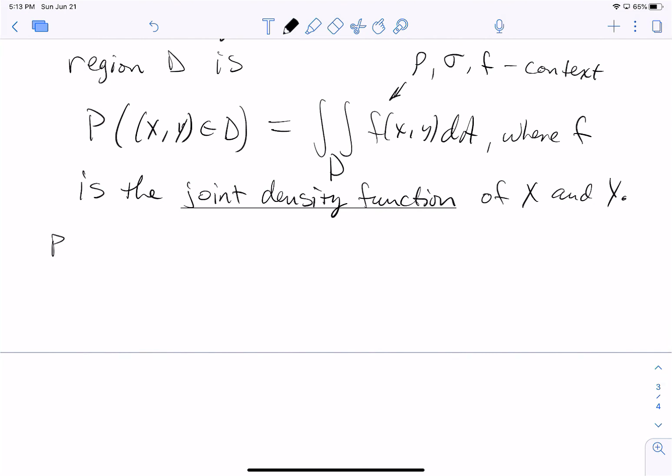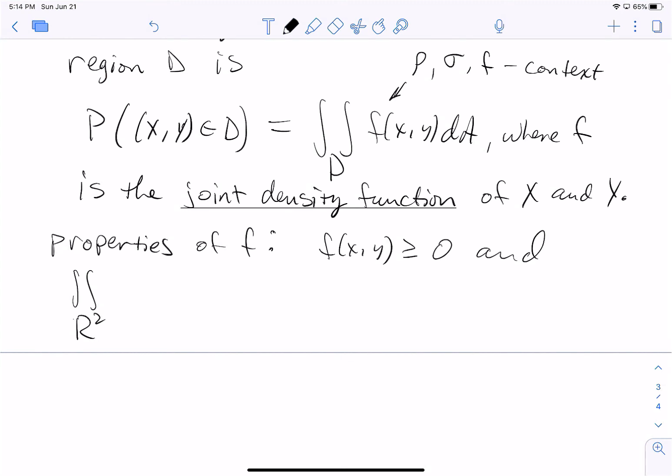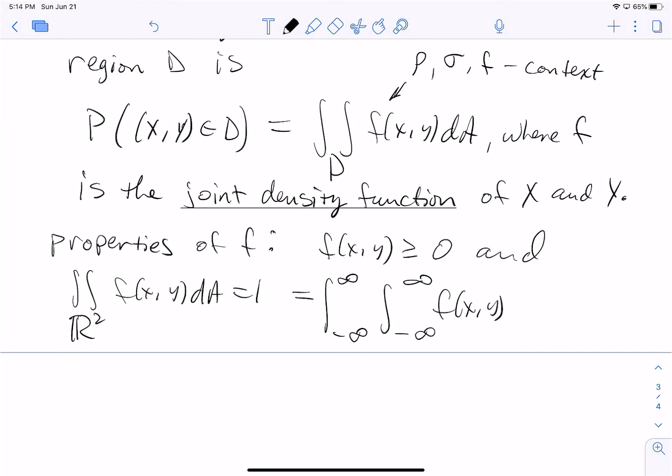Now, the properties of the joint density function. f(x, y) is greater than or equal to 0. And the double integral over the entire xy plane, R2, of f(x, y) dA is equal to 1. What is meant by the double integral over the entire xy plane is the integral from negative infinity to infinity of the integral from negative infinity to infinity of f(x, y) dx dy.